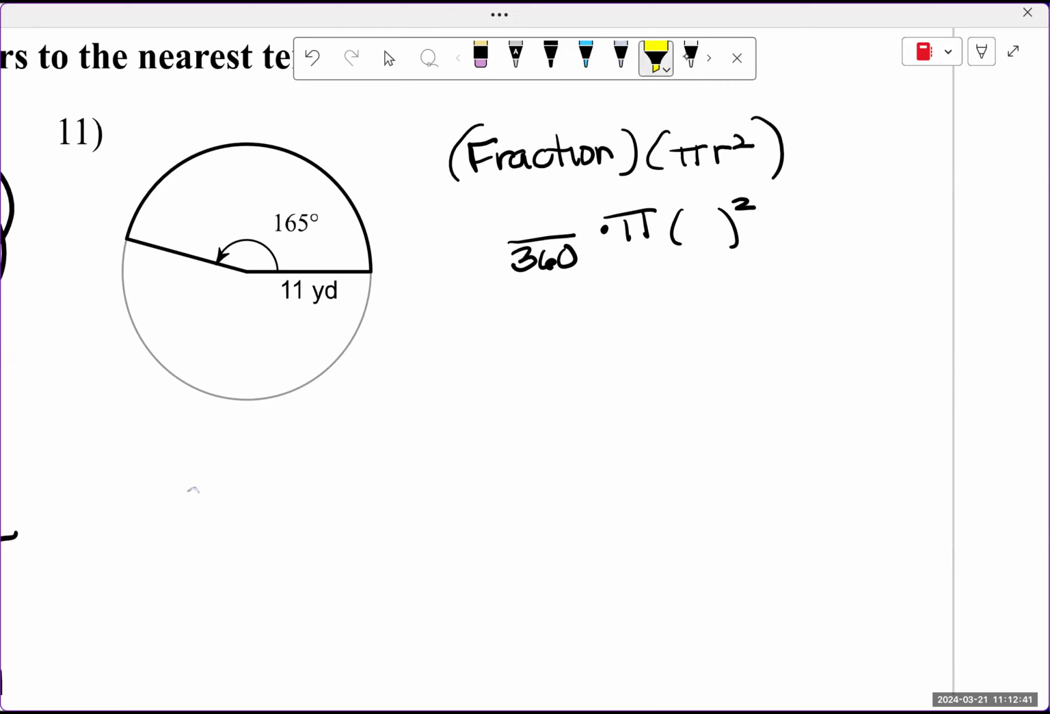You ready? What goes here? Are you there, Zoomers? Ding, ding, ding. 165. Okay, what goes here? 11. Yeah, okay, plug that into a calculator. 165 divided by 360. I'm gonna go ahead and hit the equal sign times pi times 11 squared.